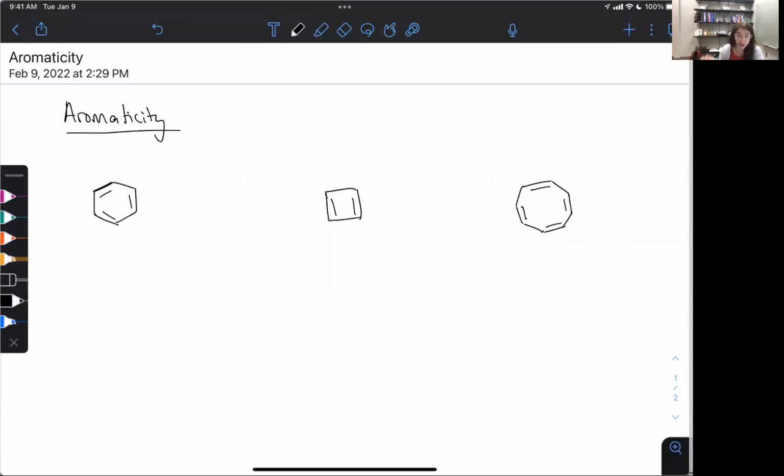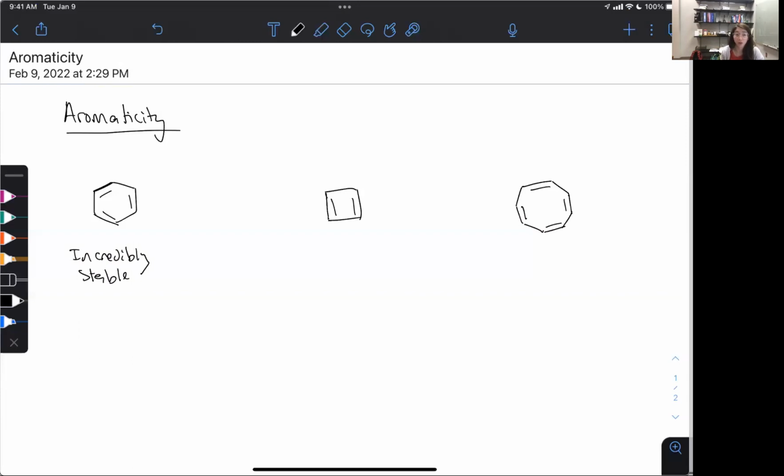So I have just a selection of cyclic conjugated systems here. We've got the pi bonds alternating. They are cyclic. I've got a p orbital on every atom in the ring. So you can see that there's a lot of similarities here, but if we actually look at them, we know that benzene is incredibly stable. Okay, so we've seen that one before.